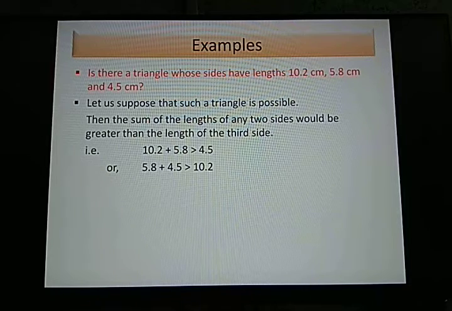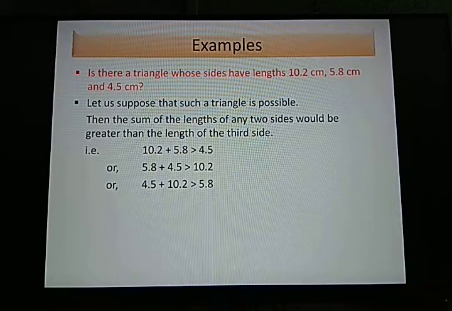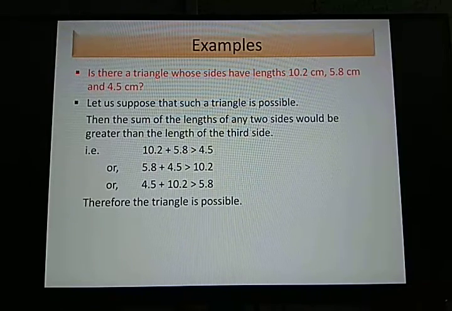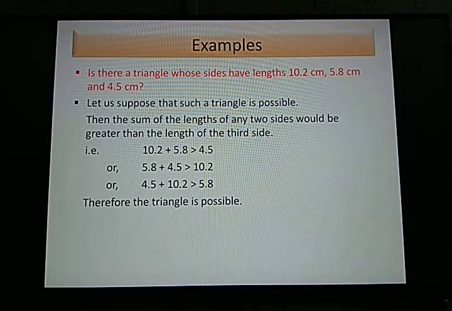Clear? Now the third case, if we take 4.5 centimeter and 10.2 centimeter, that value will also be greater than 5.8 centimeter. So all the three cases have been satisfied. Therefore, we can say that the triangle is possible. We can make such a triangle with these lengths given to us. Clear? Now moving on to our next example.